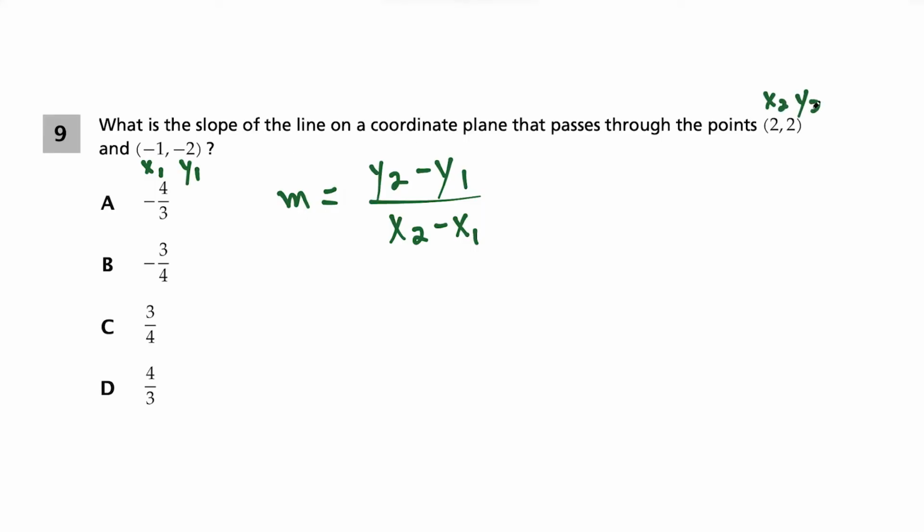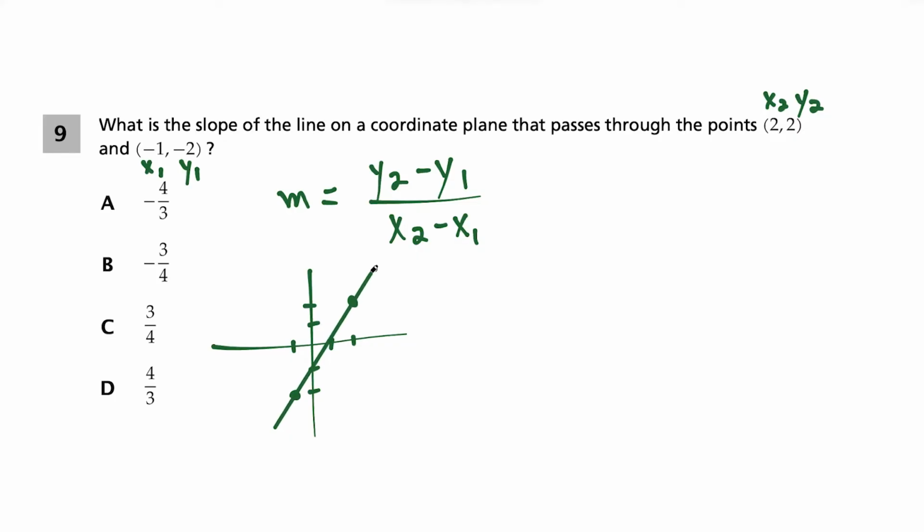The reason why I call this one x1, y1 is because this point is more to the left than this one. If we were to plot this, so we could just see what's going on here, the point -1, -2 would be over here, and the point 2, 2 would be somewhere over here. Okay, so what I'm visualizing here is finding the slope of the line that connects these 2 points.